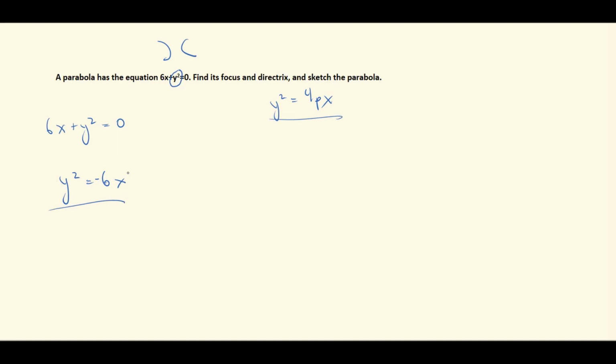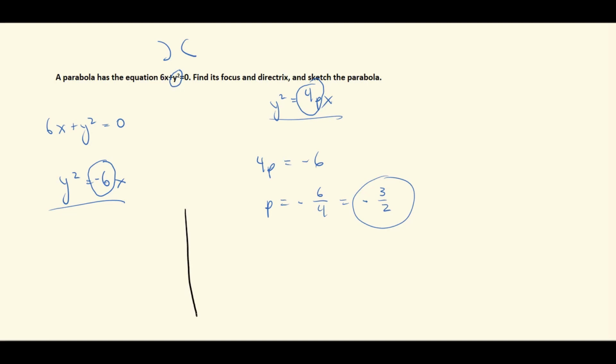Okay, so now we're in this form. And once again, like we did before, we're going to compare the coefficients. So the coefficient here is negative 6, and the coefficient here is 4p. So we're going to say that 4p gave us negative 6. So 4p is equal to negative 6. And now we can go ahead and solve for p. So dividing both sides by 4, we get p is equal to negative 6 over 4, which simplifies to negative 3 over 2. And because p is negative, that tells us that the parabola is going to open to the left.